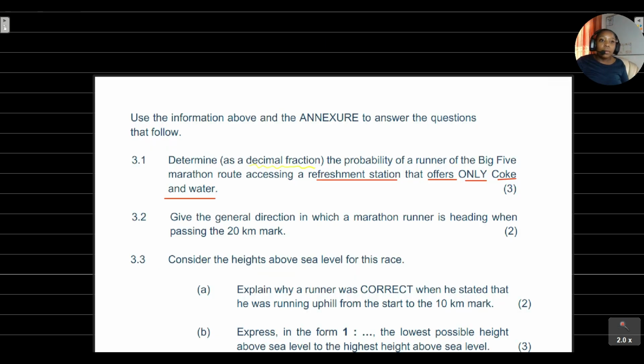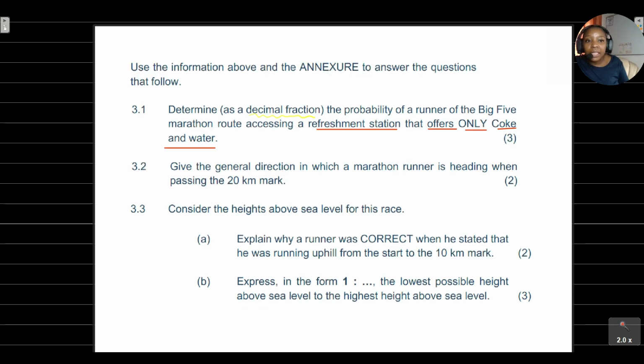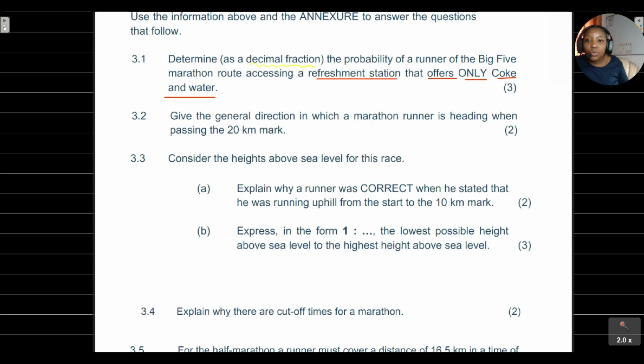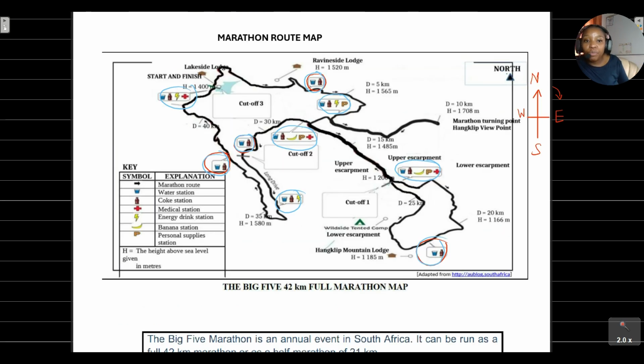Okay, because we know what's happening in our route map, we can basically answer that question easily. Question 3.2 says, give the general direction in which a marathon runner is heading when passing the 20-kilometer mark, right? So when a marathon runner is passing the 20-kilometer mark, in which general direction are they heading? So at this point, if you've been watching all my video tutorials where we've been analyzing maps, you should know what is expected from you here.